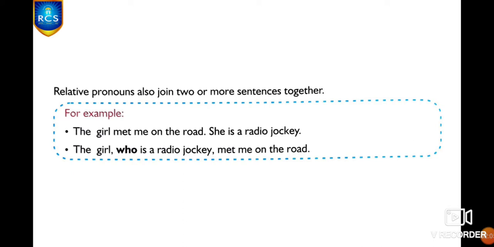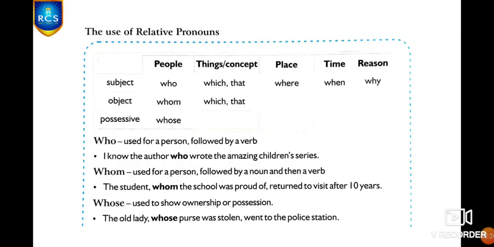And relative pronouns also join two or more sentences together. The girl met me on the road. She is a radio jockey. The girl, who is a radio jockey, met me on the road. And these relative pronouns are also used to join two or more sentences together.